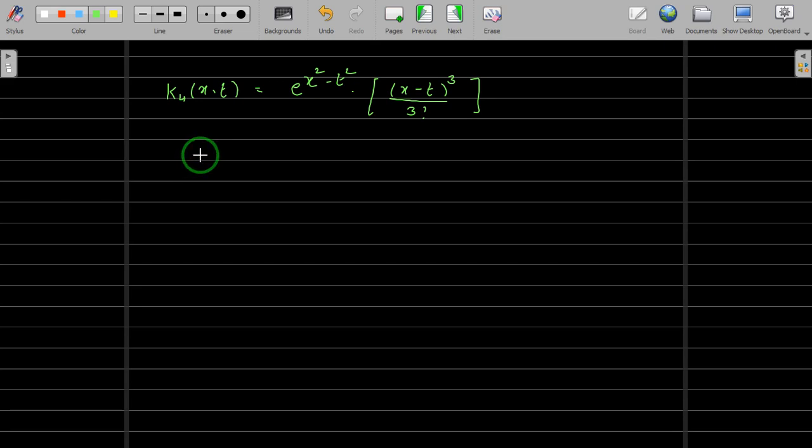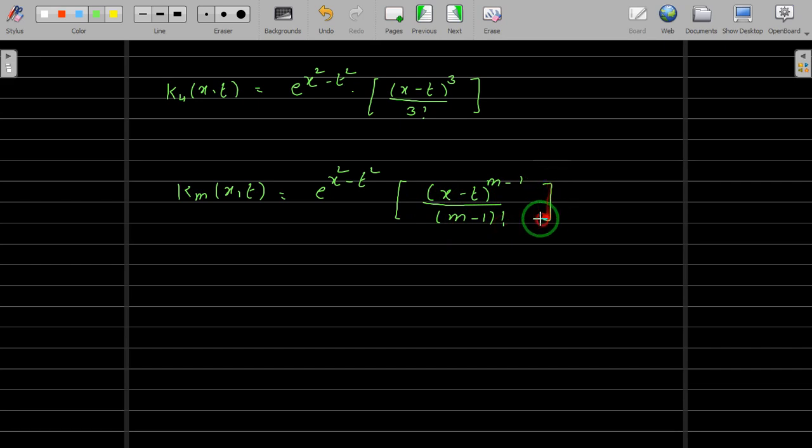Now in this case what we get is km(x, t) is this first factor as it is, and then this 4, and then here you will get 3, for 3 you will get 2, for 2 you will get 1, for 1 there is nothing, so 0 upon 0 factorial is 1. So we can write this as (x minus t) whole raised to m minus 1 divided by (m minus 1) factorial. This is our km, and using this km we can find the resolvent kernel.